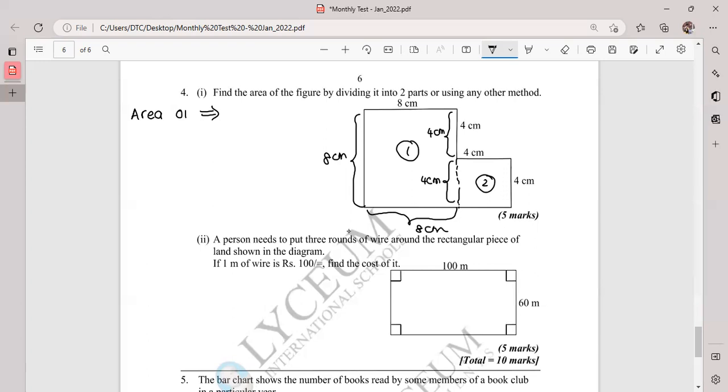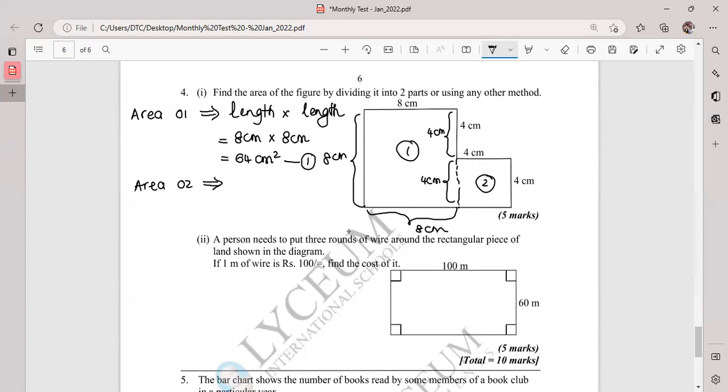How do you find the area of a square? You multiply the length by length. That means you multiply it by itself. So what will be the answer? 8 centimeters multiplied by 8 centimeters is 64 centimeters squared. You keep it as number 1. Then what you want to do, children, is find the area of 2. How do you find it?